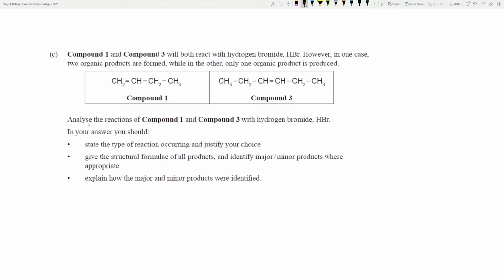But yeah, just doing them. I already done it once, so you can just have a look at the 2018 exams. Okay, next one. So they both react with hydrogen bromide.